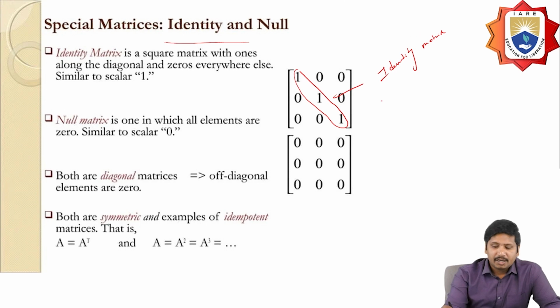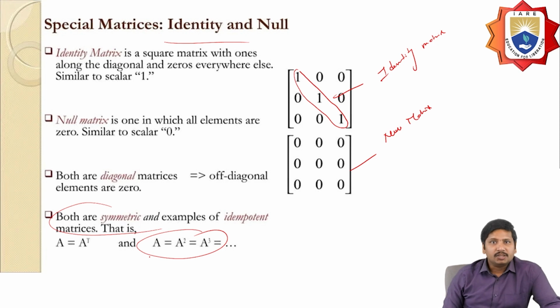And similarly, a null matrix means all the elements are zero. Both of these should be symmetric, so A equal to A transpose. An example of idempotent is like this: A square and then A cube, like this.